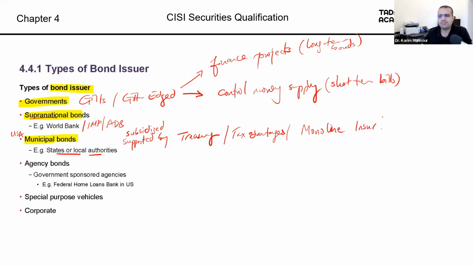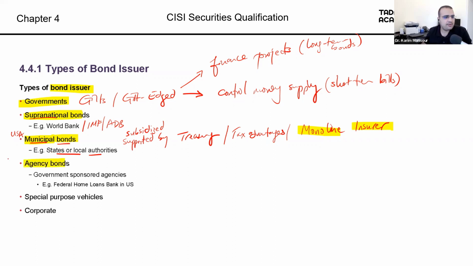Monoline insurer. Please memorize this name. A monoline insurer is a company that is responsible for guaranteeing municipal bonds in the US. As a definition, it comes up a lot in the exam. Who else issues bonds? Agencies.